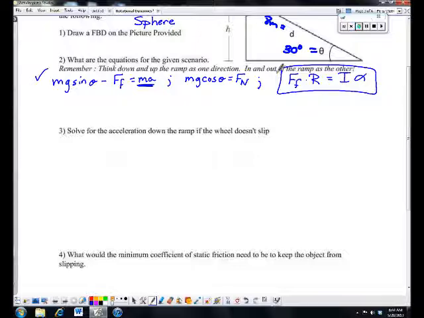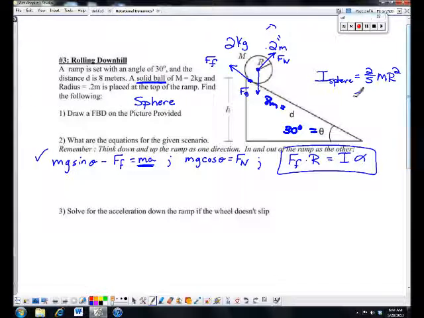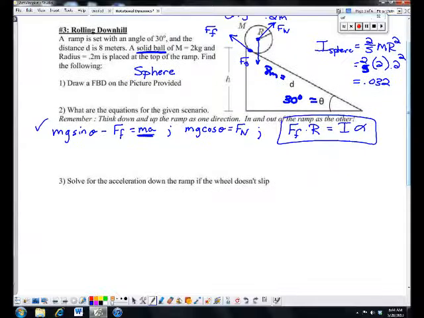So force of friction times, I already wrote it down here. It's 2/5 m, with m of 2 and r of 0.2 squared. I don't know why I said 2/3, it should be 2/5. A hollow sphere is 2/3. So let's calculate 2 divided by 5 times 2 times 0.2 squared, and I get 0.032. So I'm going to plug my stuff in right here.